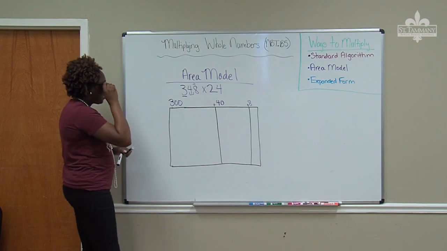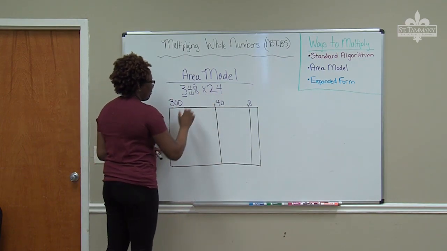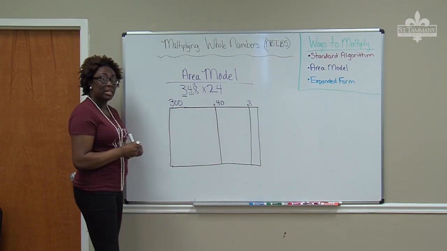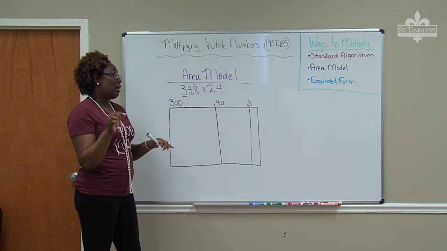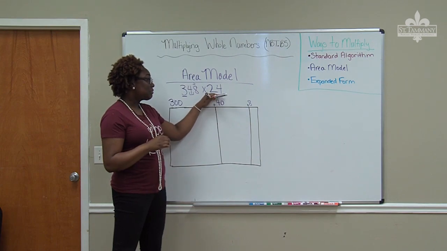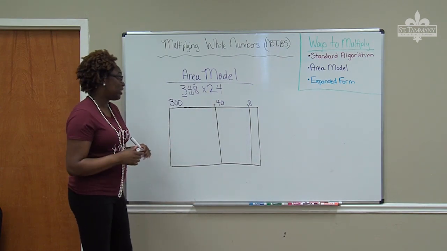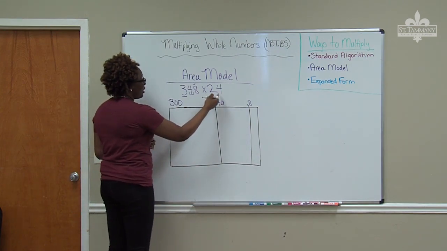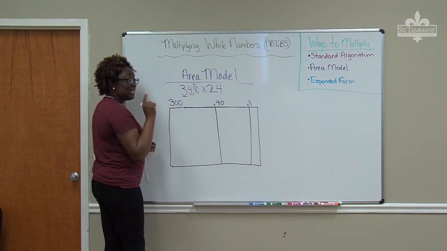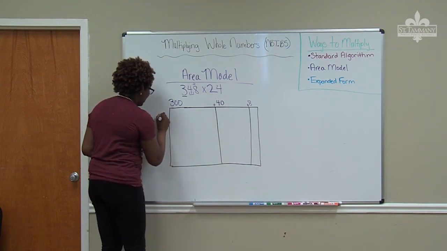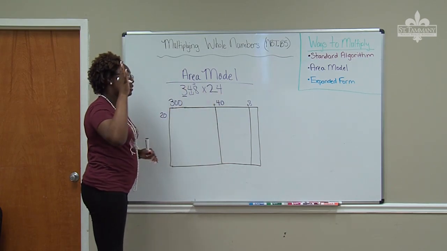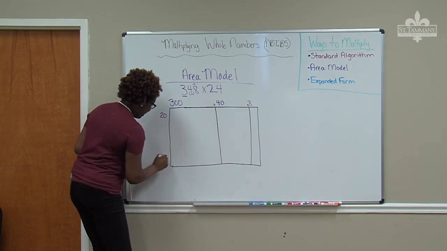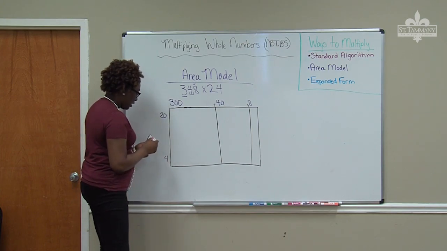Stay with me. Now we need to look at our second factor, 24, and we need to break it down by the value of each digit. This 2 is in the tens place, so that represents 20. This 4 is in the ones place, and that's just 4.